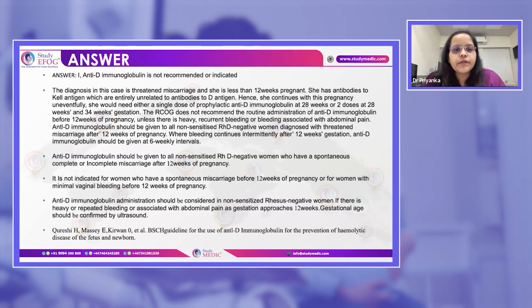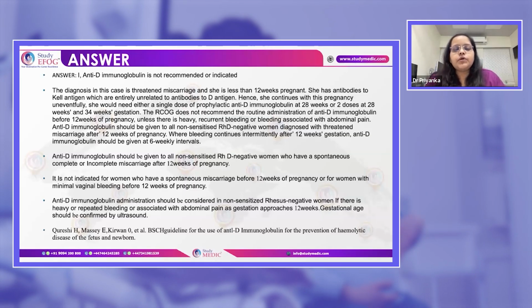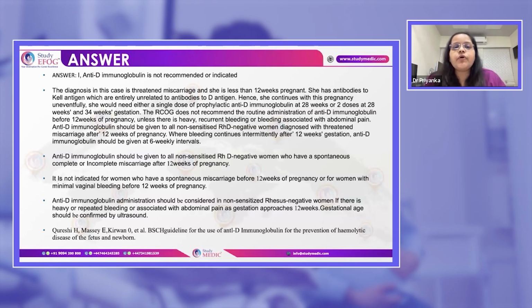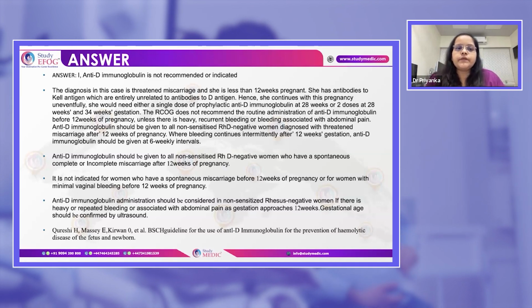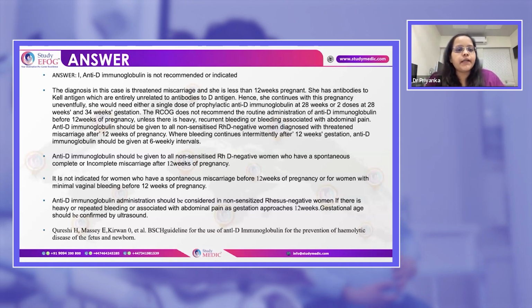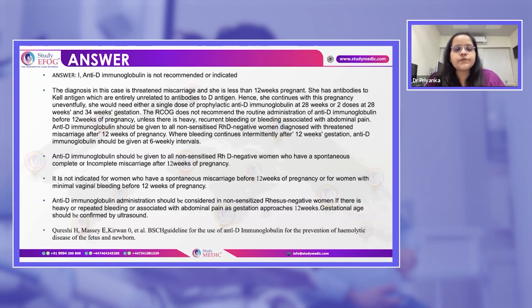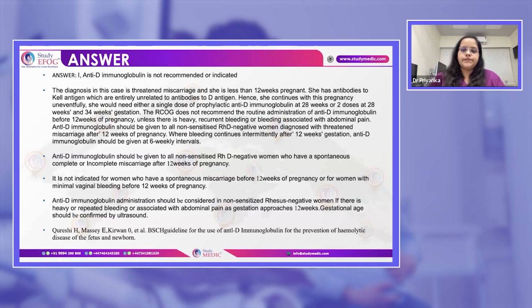So here we will tell her to continue the pregnancy, but to avoid any sensitization to the D antigen, we will give her anti-D at 28 weeks, or we will give two doses at 28 and 34 weeks. This is the guidance by the RCOG guideline. But at present she is Kell positive, so we are not going to give her anti-D.